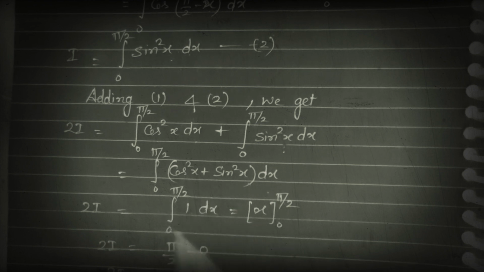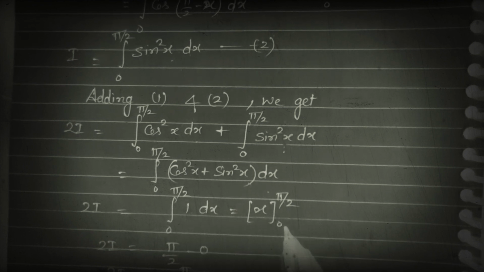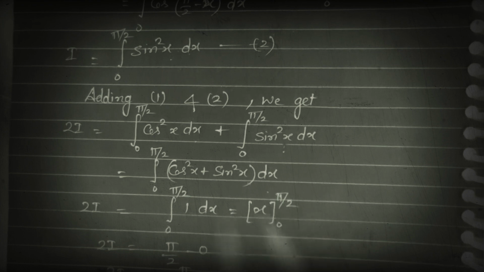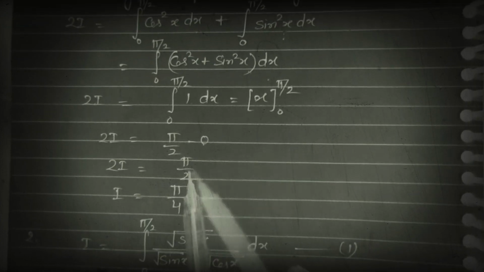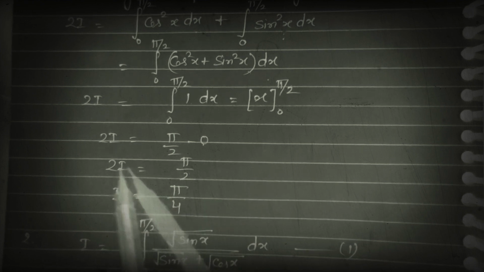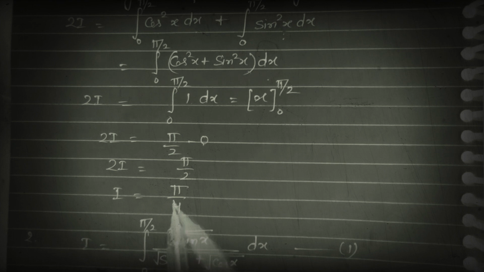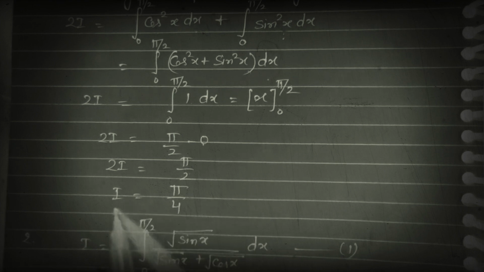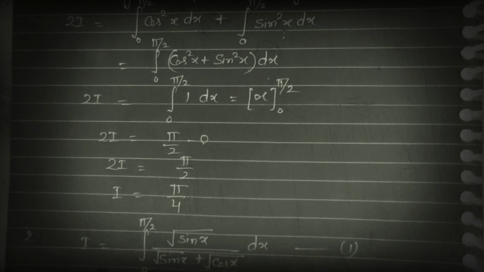So we will solve it. The integration of 1 is x, with limit 0 to pi by 2. We put firstly pi by 2, then 0. So pi by 2 minus 0 is pi by 2. It is the value of 2I, but we have to find the value of I, so we divide by 2 and it is pi by 4. This is the answer. So the integration of cos square x, limit 0 to pi by 2, is pi by 4. Now come to the second question.